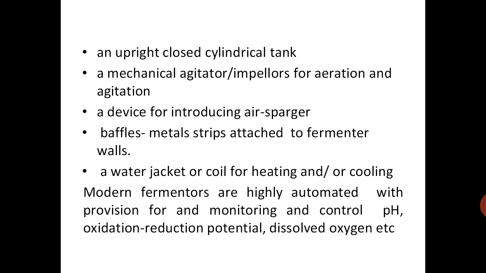Now let's see what are the important structural components of a stirred tank bioreactor. This is an upright closed cylindrical tank. It consists of mechanical agitators or impellers for aeration and agitation. Then it also consists of a device for introducing sterile air. This device is known as spargers, and there are several types of spargers such as orifice sparger, porous sparger, and nozzle spargers.